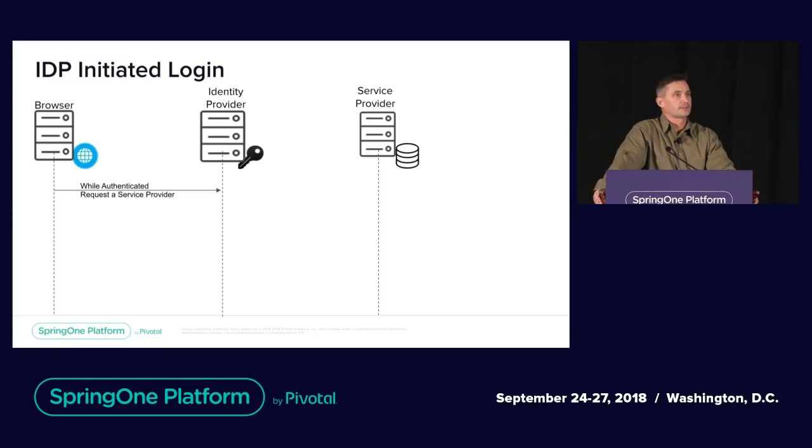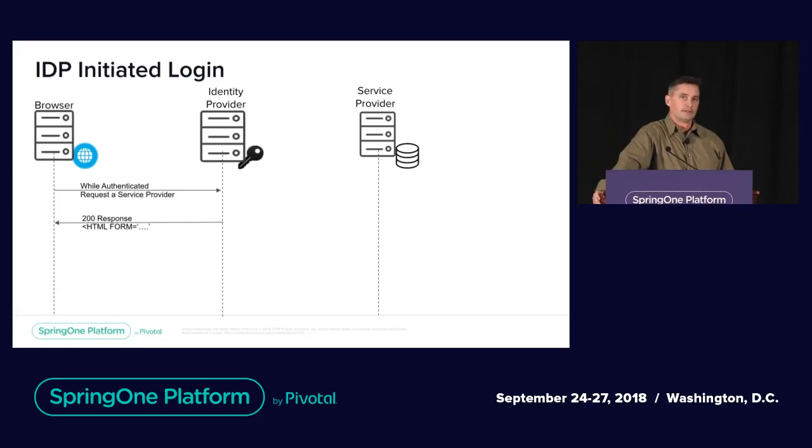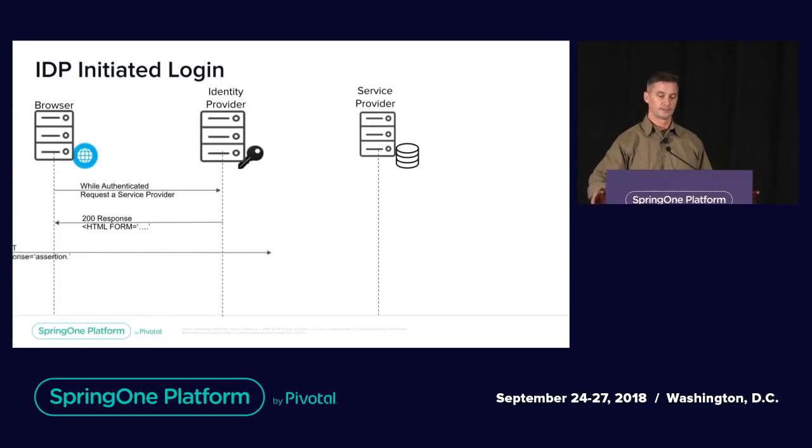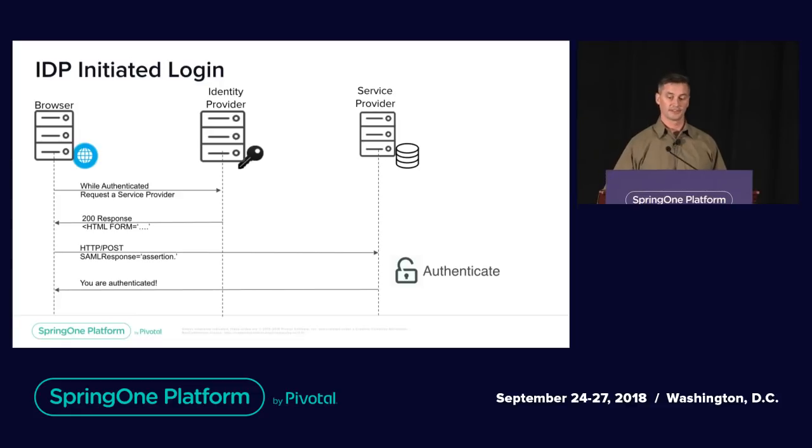I'm authenticated against the identity provider. So for those who use big integration points like Okta, and it gives you a menu of applications, you say, I want to log in to my expense report application. That's a service provider. So you pick an application you want to log into, a service provider. All it does, it sends back an HTML form with an assertion. The browser submits that assertion. The application validates it, and you're authenticated.